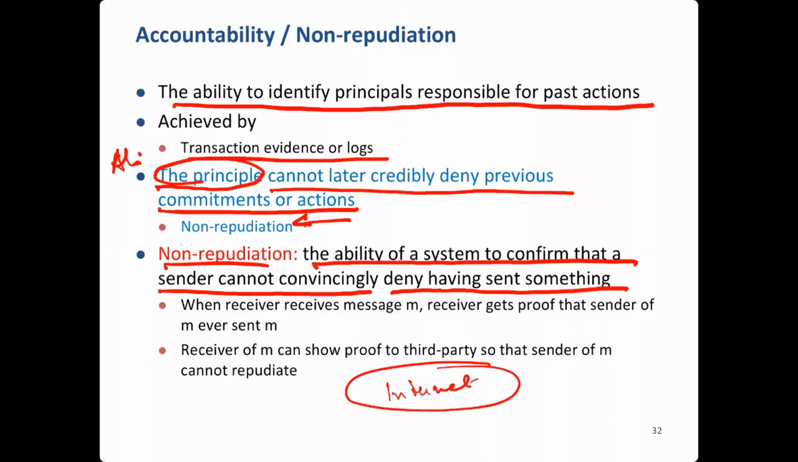Otherwise, if non-repudiation is not there, then we can't do any transaction, like Google Pay or UPI transactions. You can't do any of this without non-repudiation. In fact, look at UPI transactions. You will achieve all these properties: confidentiality, integrity, availability, authenticity, and non-repudiation. All right. Any questions?